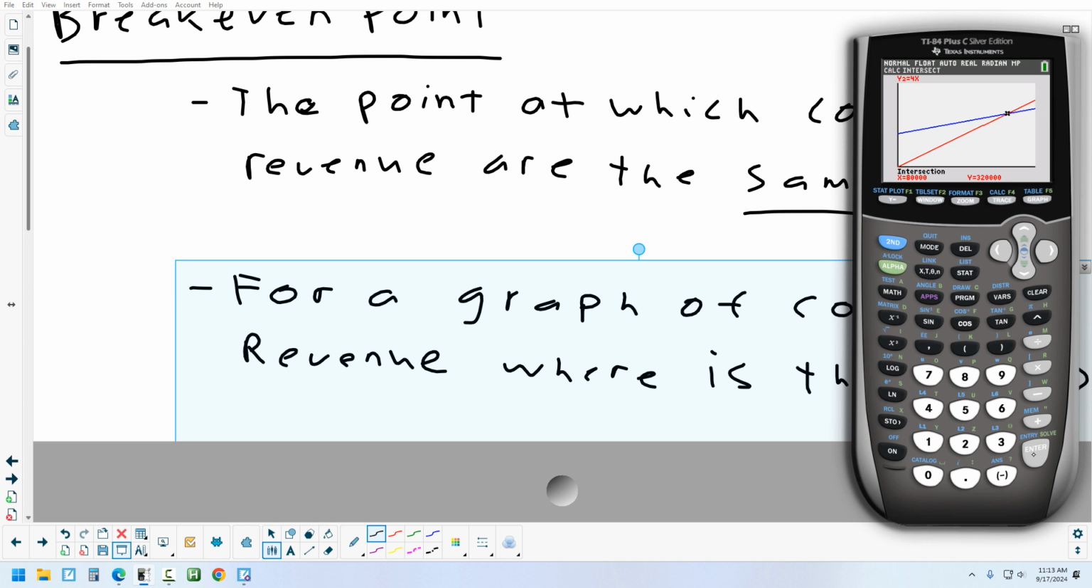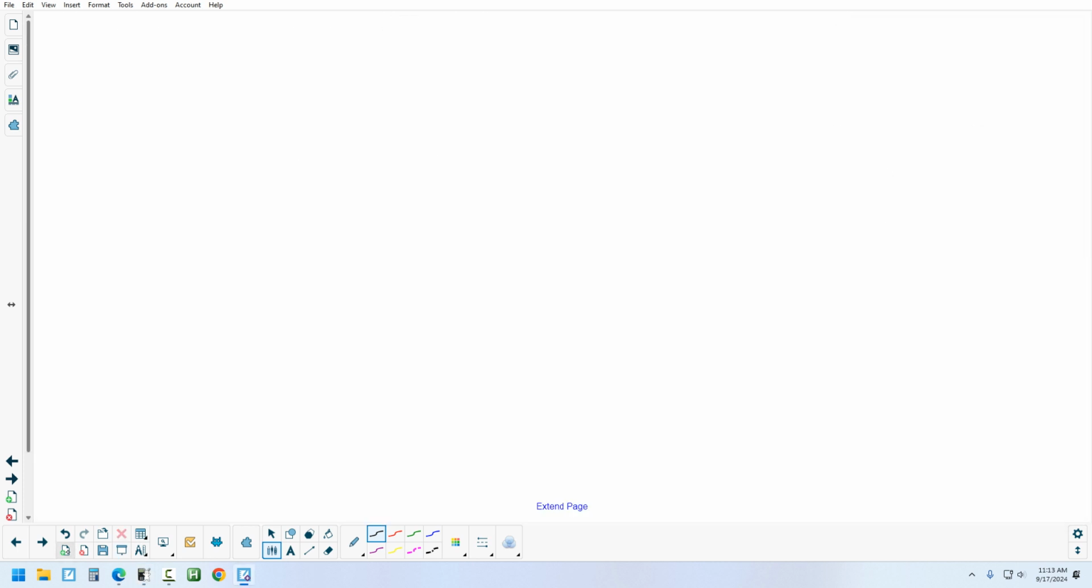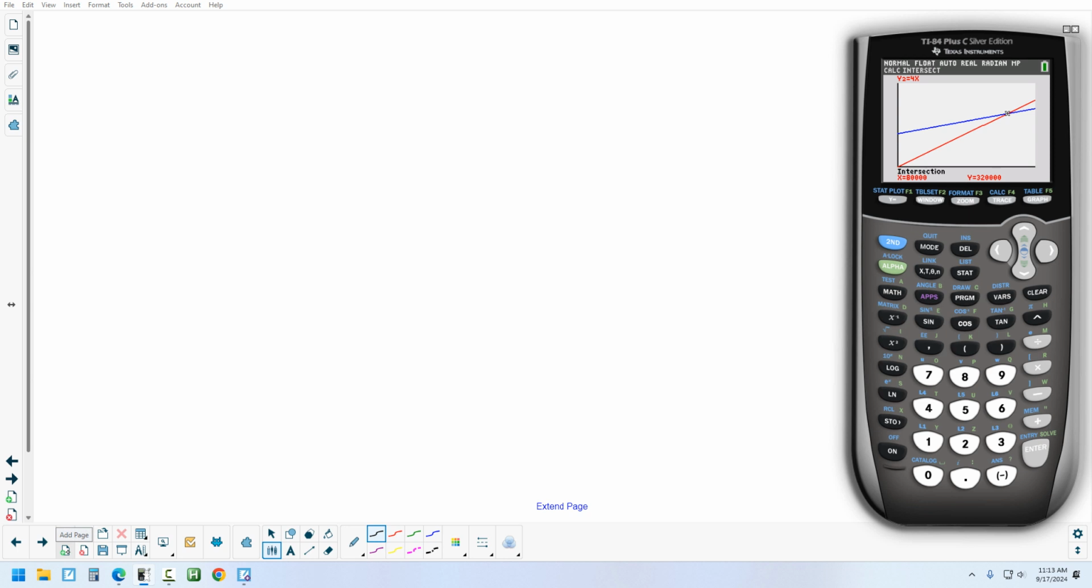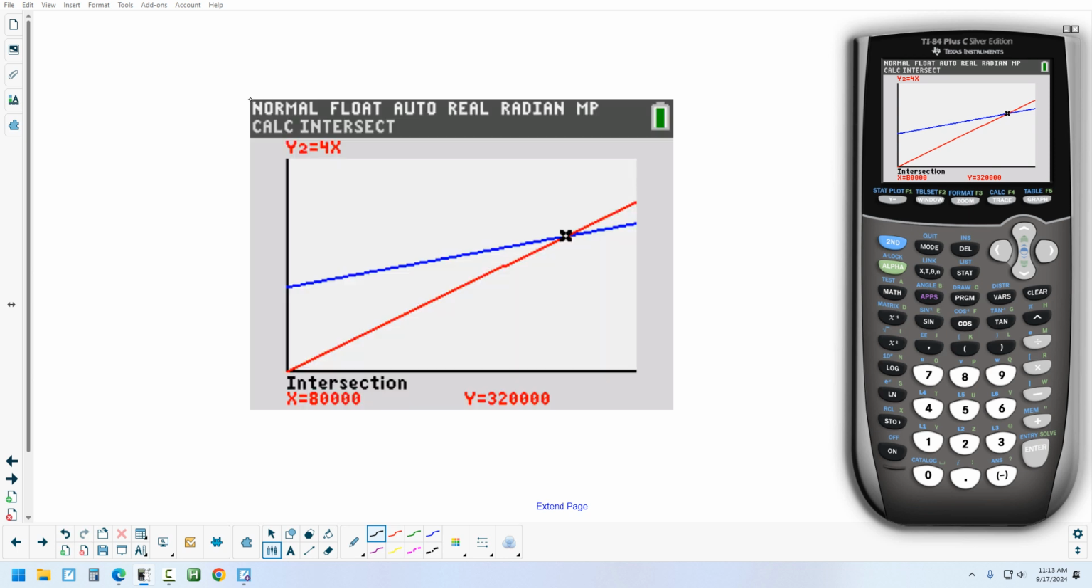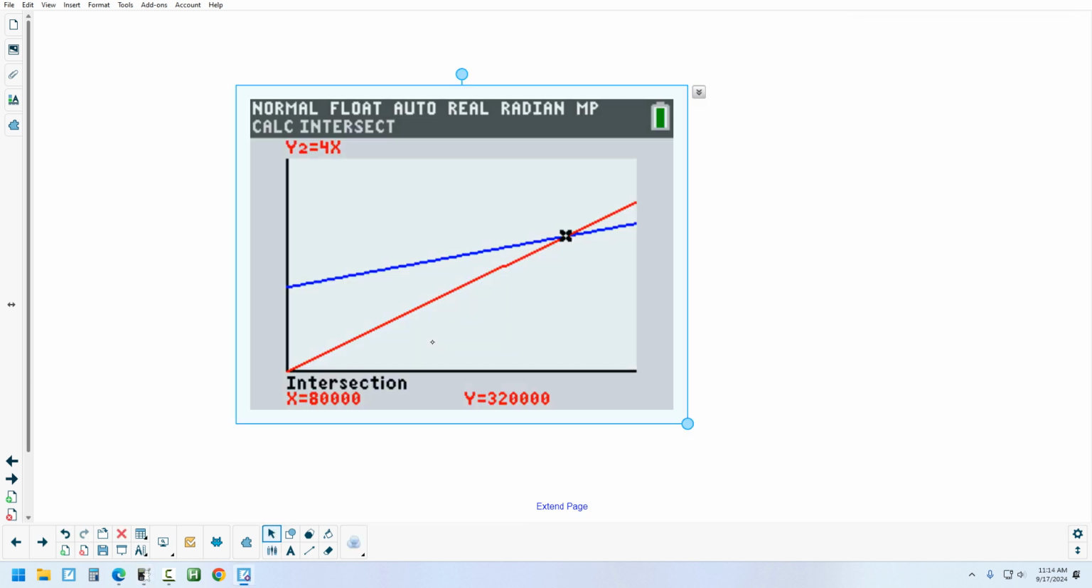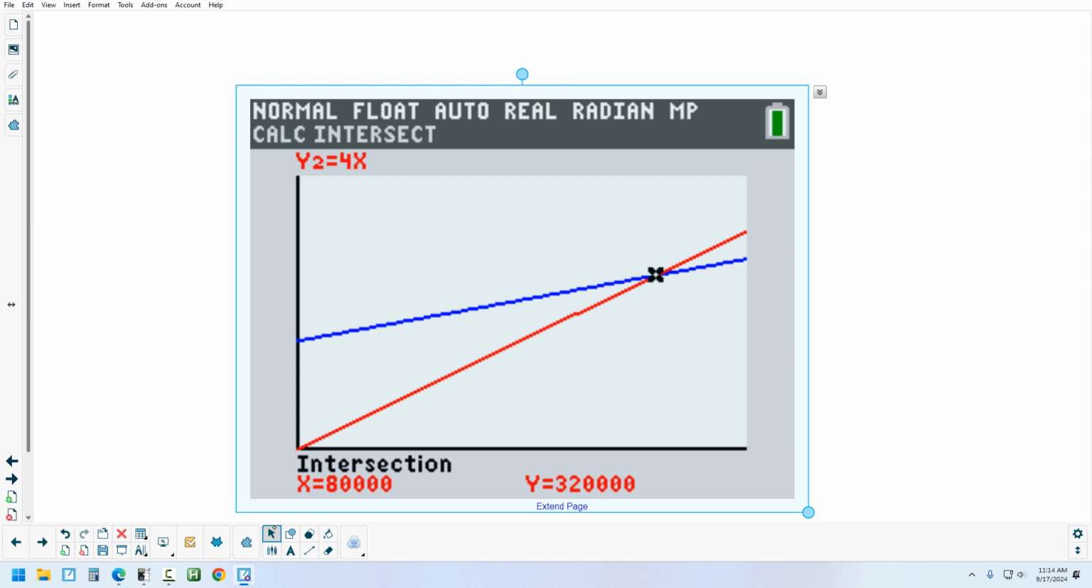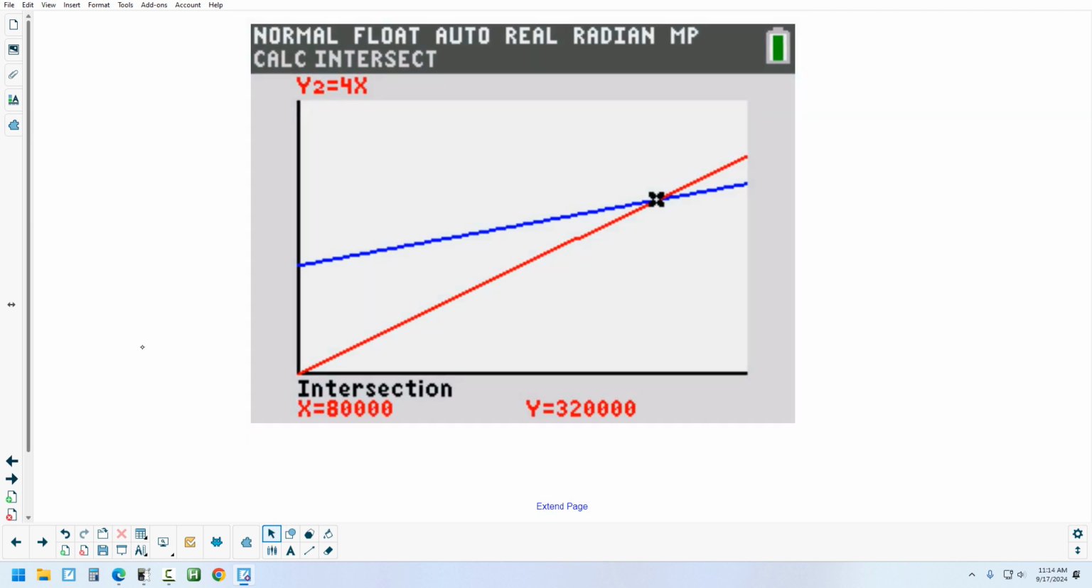It's the amount of shirts you have to sell before you break even. Right. It's the amount of shirts that I need to sell before I break even. If I sell 80,000 shirts, what will my costs be? Looking at that graph. Yeah. 320,000. My costs will be 320,000. If I sell 80,000 shirts, what will my revenue be?